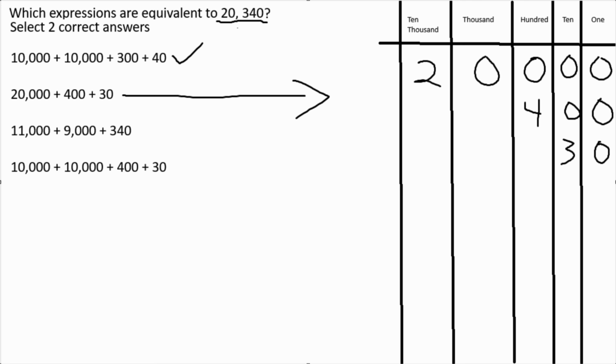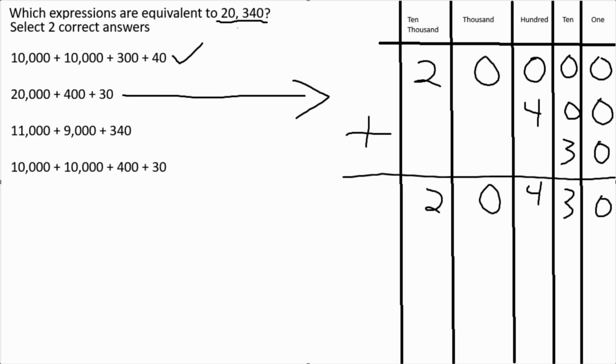Okay, then we're going to add all this up. And we get a 0 in the ones place, a 3 in the tens place, a 4 in the hundreds place, a 0 in the thousands place, and a 2 in the 10,000s place. This does not equal what's in our question stem. We see there's a 430 instead of a 340. So this is incorrect.